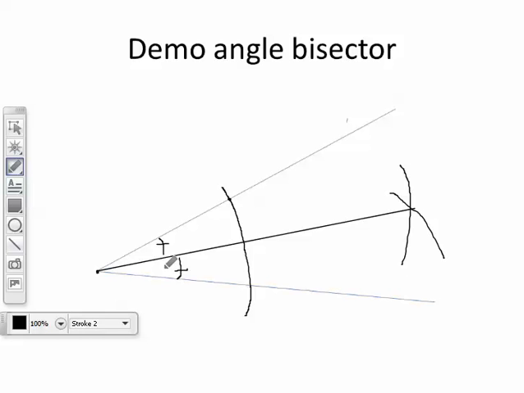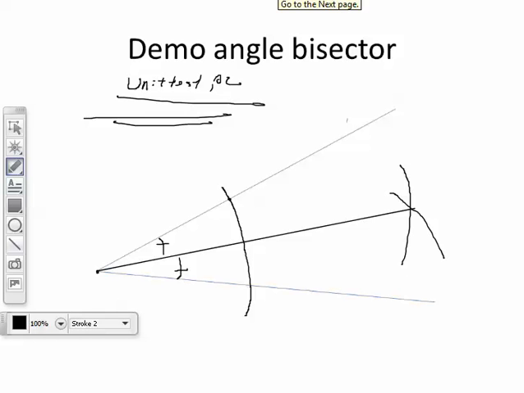Okay? I hope this helps you with this lesson. I want you to know that this right here is a part of the unit test, part 2. You've got to be able to do this. So watch it closely, make certain you know how to do it, because you've got to be able to do that on the unit test.